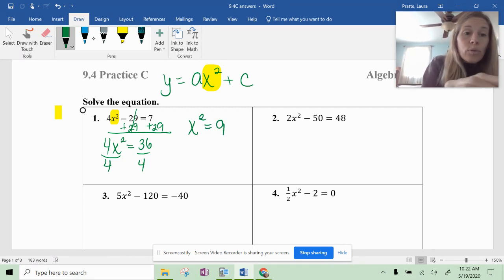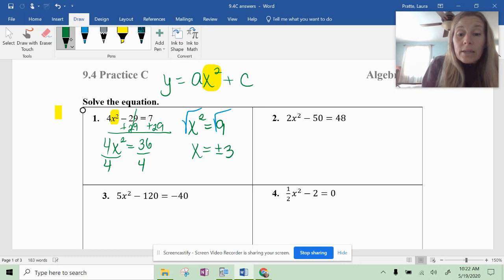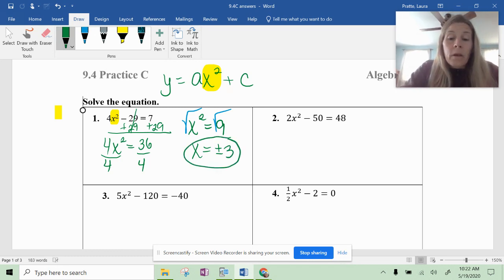Now remember, at that point, you want to square root both sides, but when we're solving, every square root has two answers, a positive and a negative, so we're going to get two solutions there.